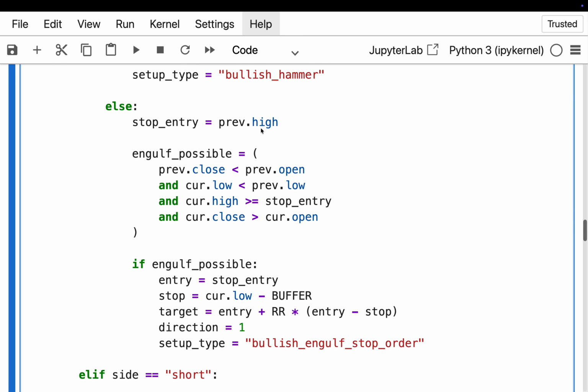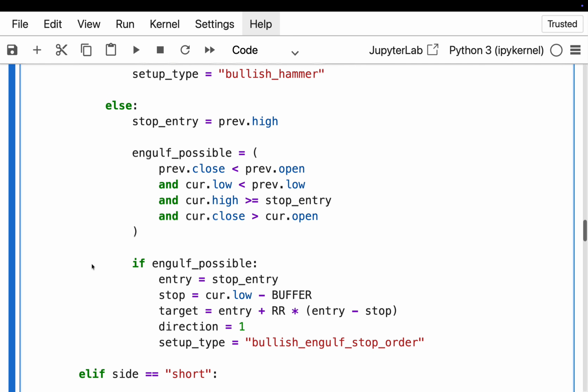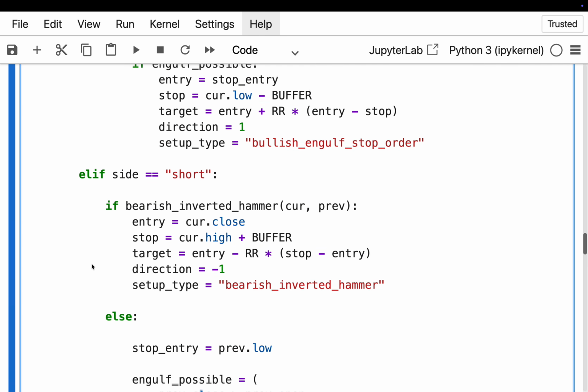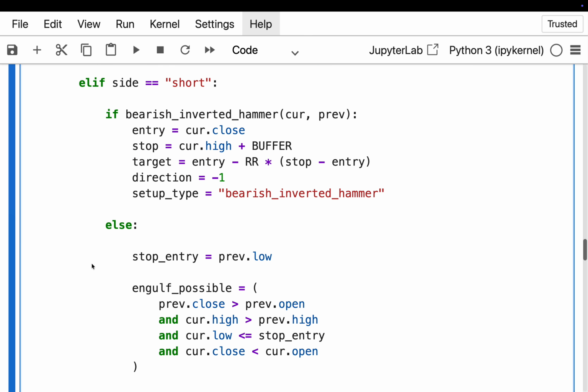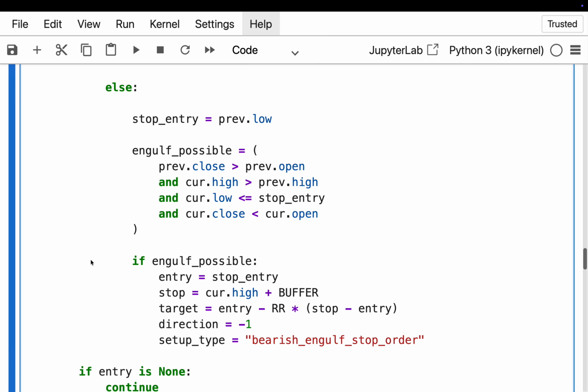Here, the entry is a stop order placed at the prior candle's high. We don't wait for the engulfing candle to close. We are already in when price ticks up to that level. Stop below the engulfing candle's low, same target. Short side is the exact mirror. Inverted hammer enters at candle close. Bearish engulfing enters via stop order at the prior candle's low.